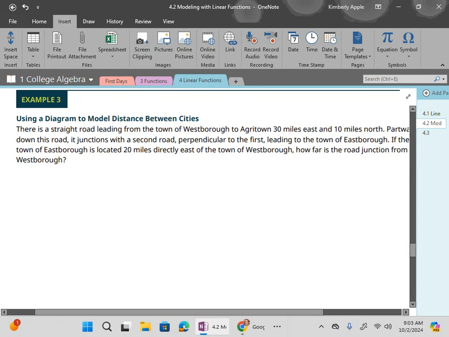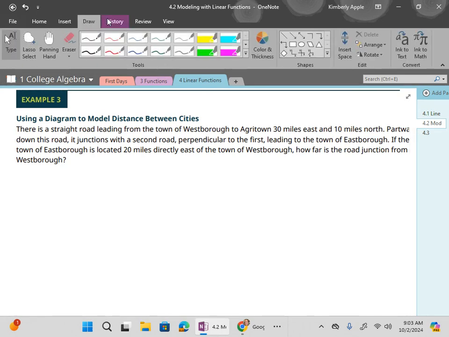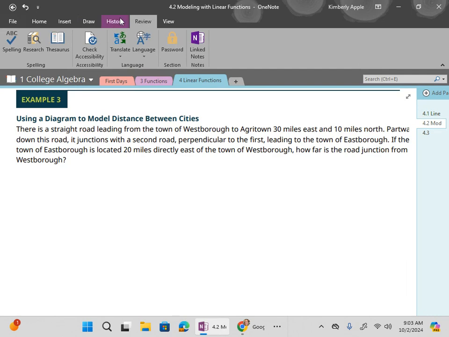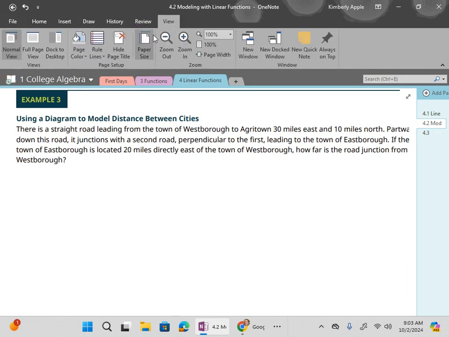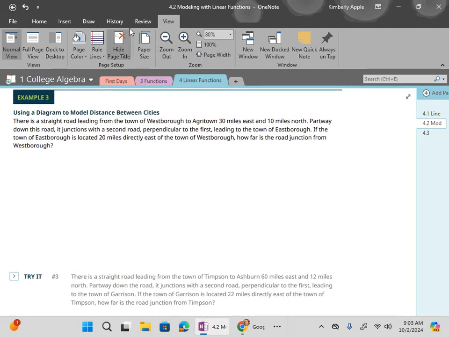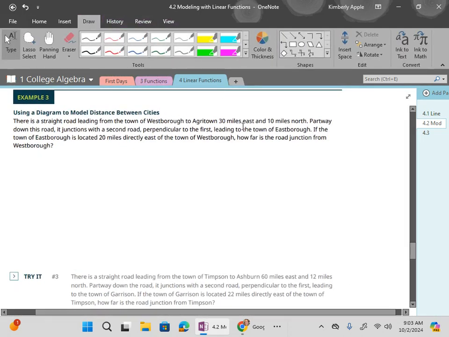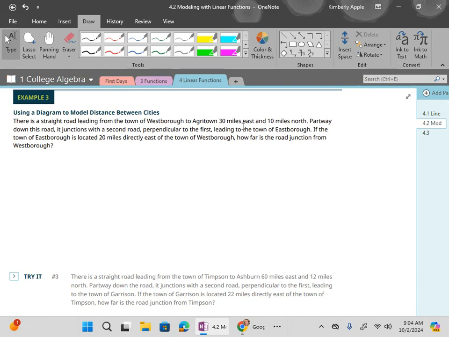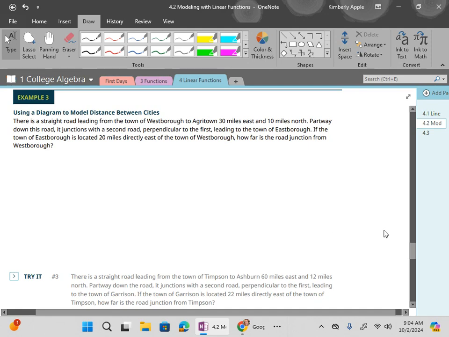This one's fun. You're going to love it. This one and the one previous is the one where I was like, hey, please make sure that you are skilled in everything that we've learned thus far, because we're about to use everything that we've talked about previously in the last 2 lectures in this problem. So there is a straight road leading from the town of Westboro to Agratown, 30 miles east and 10 miles north. Look at this. More of this north, south, east, west business, right?